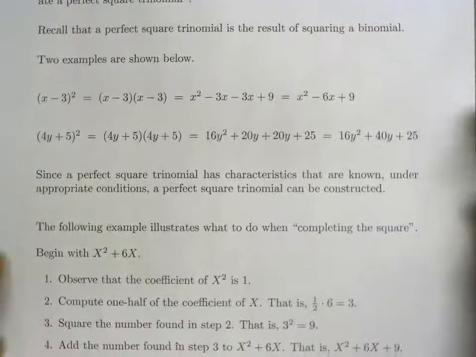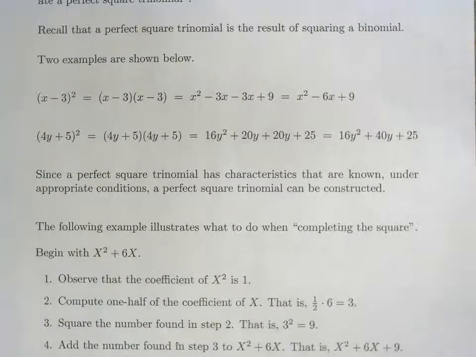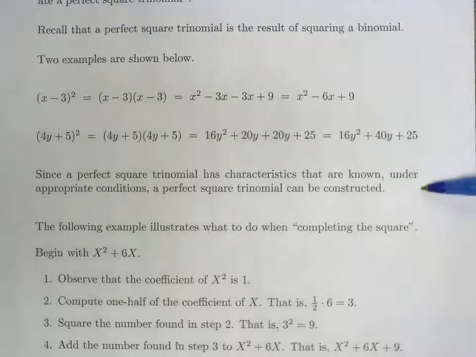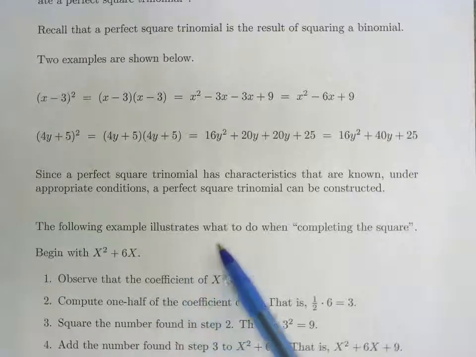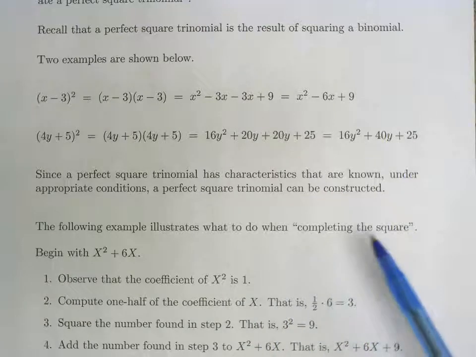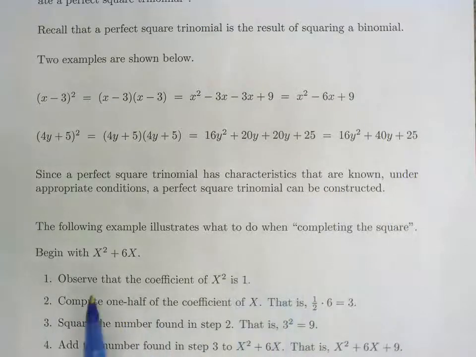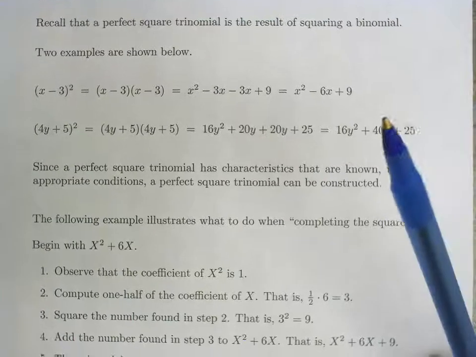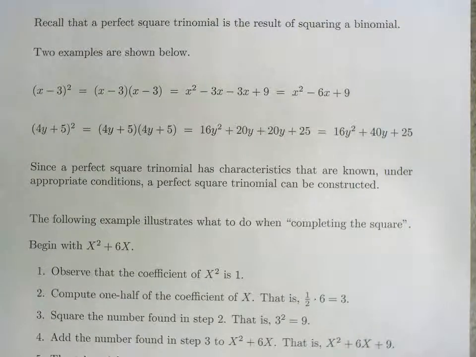Okay, we're going to use what we know about perfect square trinomials. Let's read this next sentence. Since a perfect square trinomial has characteristics that are known, under appropriate conditions a perfect square trinomial can be constructed. The following example illustrates what to do when completing the square. We're going to begin with x squared plus 6x. When we solve quadratic equations by this method called completing the square, we always want the coefficient of the squared term to be 1.